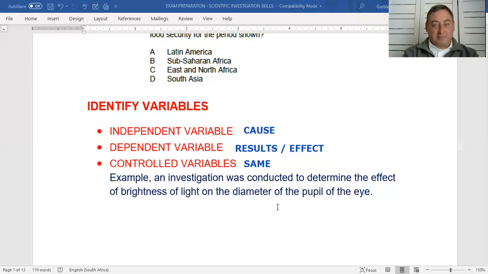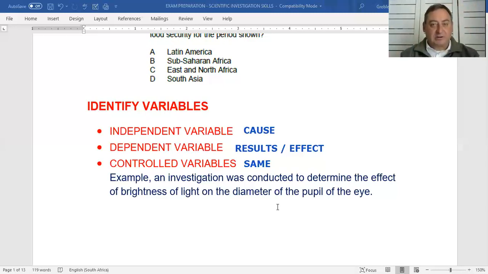So what will you keep the same? Obviously, you're going to keep the person that you're using the same. You're going to keep the same room. You're going to measure where the light is shining. You're going to keep that distance from where the light is to the person's eye the same. You're just going to change the brightness of the bulbs. That's what you're going to change.